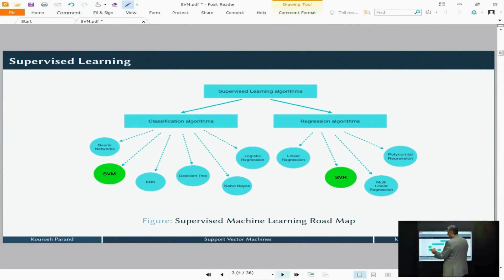Among the most well-known classification algorithms, I can mention neural networks, KNN, decision trees, Bayesian, and logistic regression. But one of the most powerful and popular classification methods is the support vector machine, which today I want to talk about. I'll give you the necessary explanations about support vector machines in the context of classification, which will be very helpful.